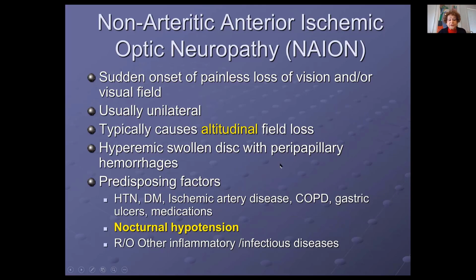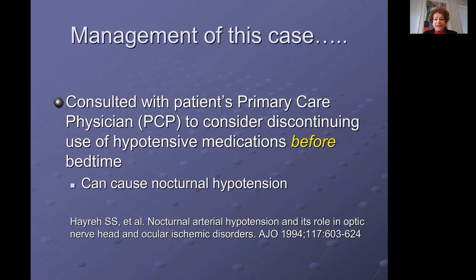You have this hyperemic swollen disc with peripapillary hemorrhages. These are some of the predisposing factors, of which he had one, hypertension. And there's another factor, nocturnal hypotension. When you go to sleep, very often your blood pressure goes down. Your perfusion pressure goes down. We already ruled out inflammatory infectious diseases with him with the blood workup. So in this case, we consulted with the patient's primary care physician to consider discontinuing use of the hypotensive medications before bedtime, because the patient had a disc at risk and it can cause nocturnal hypotension. This was reported by Hayreh in 1994, and it is something that you need to consider in a patient that develops NAION that has an arcuate or an altitudinal defect.